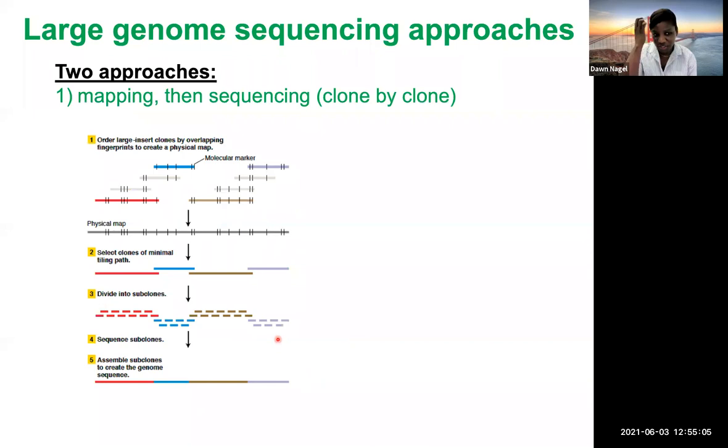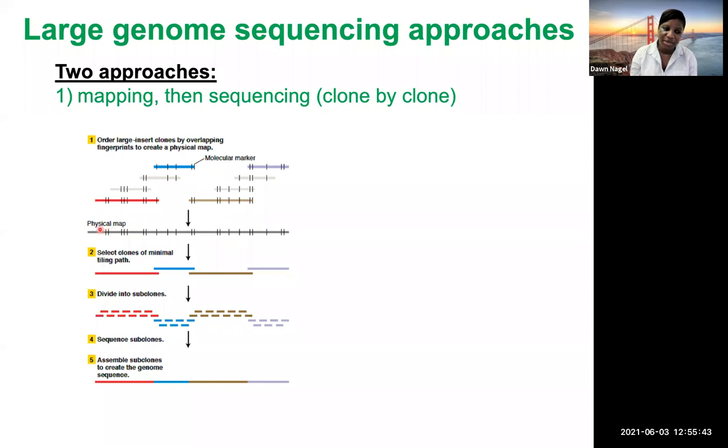So there's two approaches that we use that's kind of built on what I just discussed. And that approach is mapping, then sequencing, right? So that's clone by clone sequencing. So this approach was kind of one of the desirable methods because it also makes the assembly easier, okay? But in order to do this, you need to have some information about the genome beforehand. So you need to have some kind of a map, right?